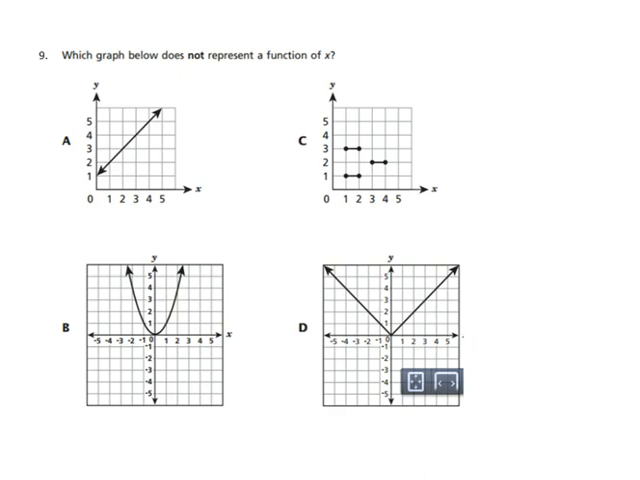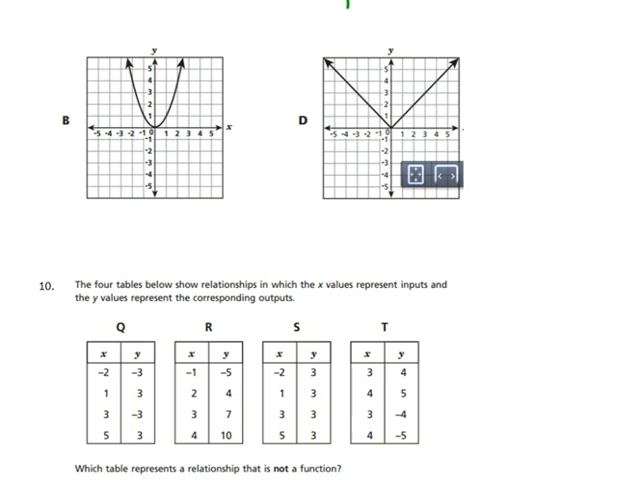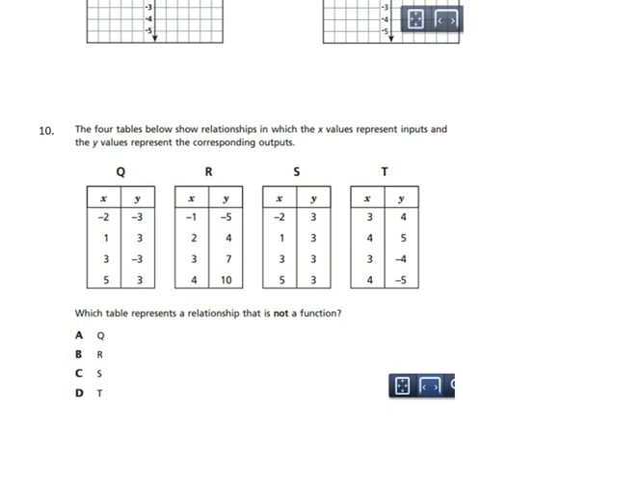Next page, which graph does not represent a function of x? In graph form, we're looking for where if I draw a vertical line, I'm going to hit 2 dots, so choice C. And in table form, which table represents a relationship that is not a function? That means that we're going to have repeats in x. So when I look at table T, I have 2 3s there. So that's the one that's not a function. It's supposed to be an x, not a y.